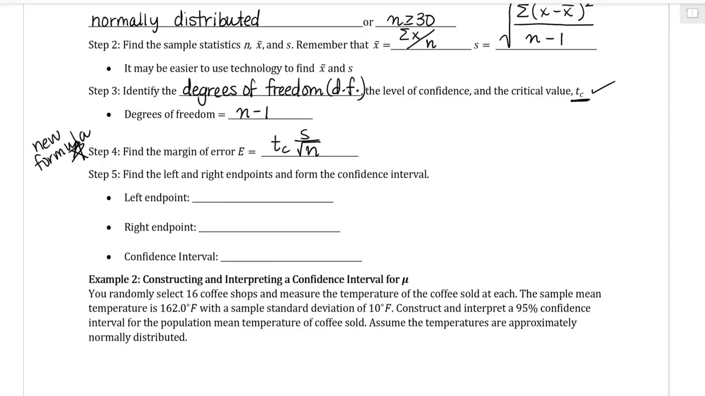Once we have our margin of error, we are then able to go and find the left endpoint of our confidence interval by subtracting that error from the mean, and the right endpoint of our confidence interval by adding that error to the mean. Everything down here is exactly the same as it was in the previous lesson. Once you find that error, you move to the right and you move to the left from your sample mean, from your point estimate.